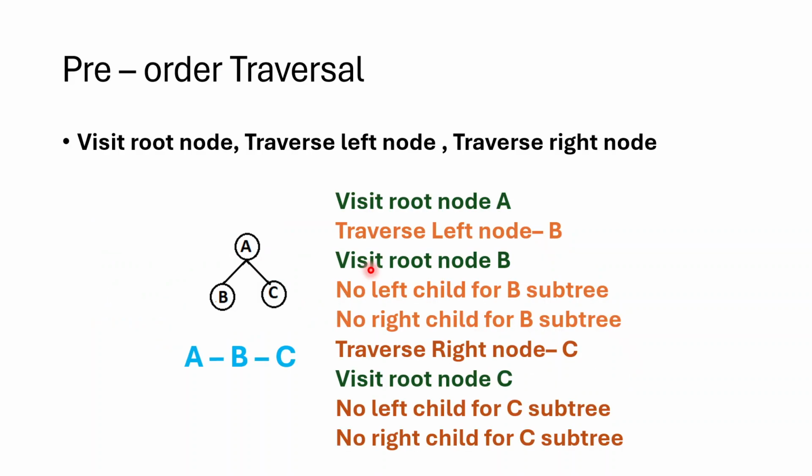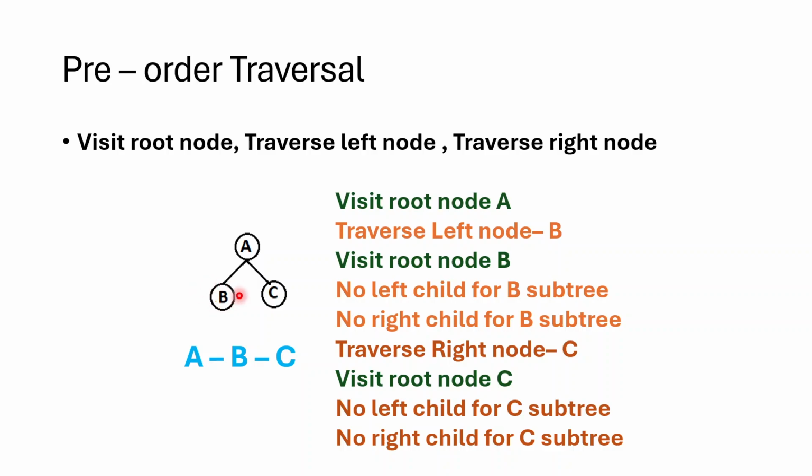Next is pre-order traversal. So in-order means what? Root will be in the center. Pre-order means what? I will visit the root first and then I'll go for the left child and right child. In-order means left, root, right. Pre-order means root, left, right. So now here visit the root node, left node and right node. So root node, A is done. And then I'll go and visit the left, B.